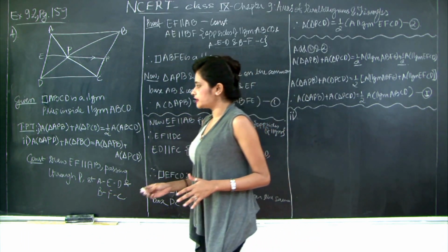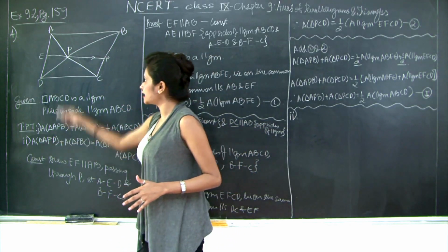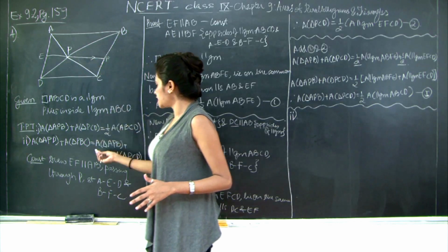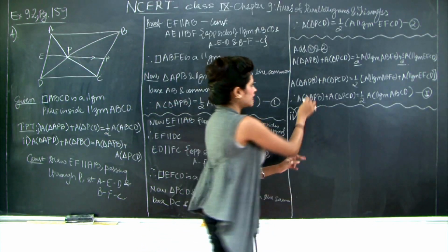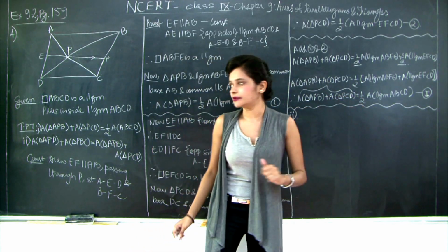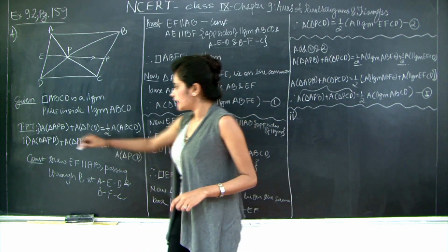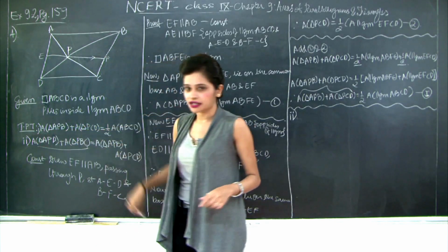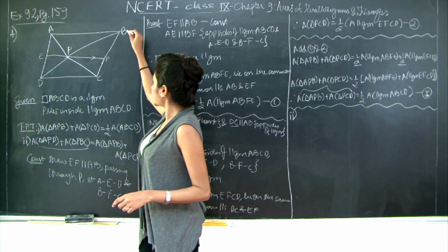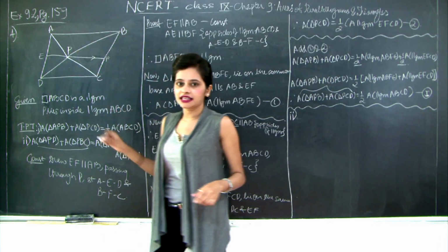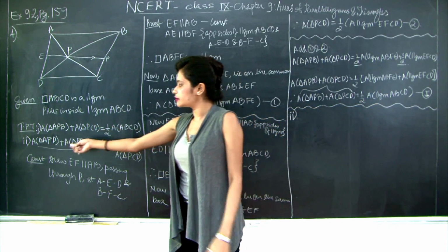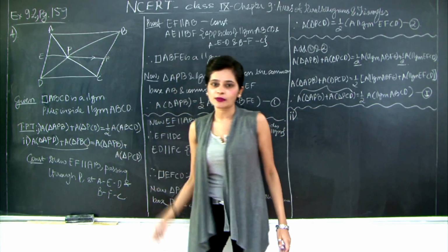Now what I need to do is, I need to prove that area of triangle APD plus area of triangle PBC is equal to this, the left hand side of this, area of APB plus area of PCD. So somehow if I prove that this part, that is area of triangle APD plus area of triangle PBC, is equal to half the area of my parallelogram ABCD, I will be able to say that the left hand side is equal to my right hand side.